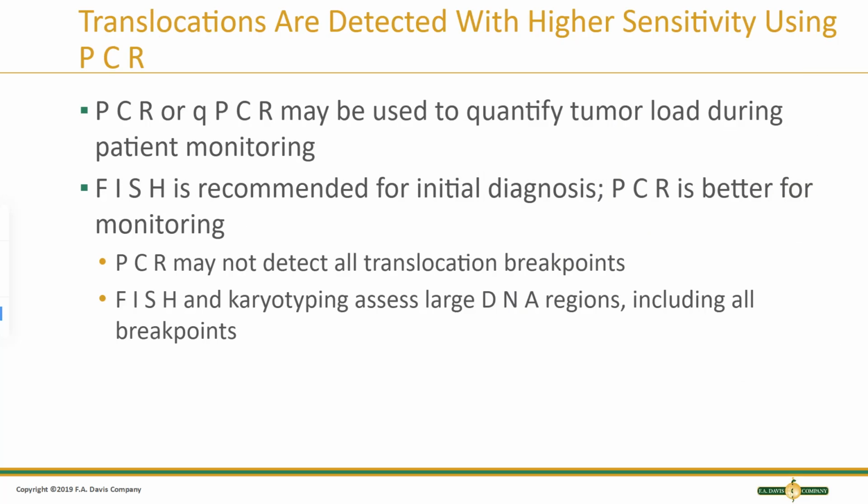PCR or qPCR may be used to quantify tumor load during patient monitoring. FISH is recommended for initial diagnosis. PCR is better for monitoring. PCR may not detect all translocation breakpoints. FISH and karyotyping assess large DNA regions, including all breakpoints.